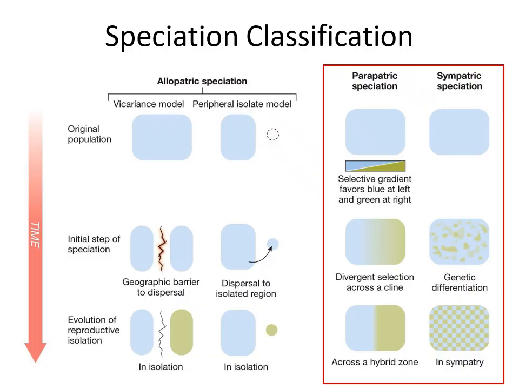Then we'll go to our two cases of speciation. Again, this is looking at speciation through space, but now we'll look at ones where they're in closer contact, so there's not a hard geographic barrier. So parapatric speciation, they're butted right up against each other. Sympatric speciation, it is actually happening within a population.